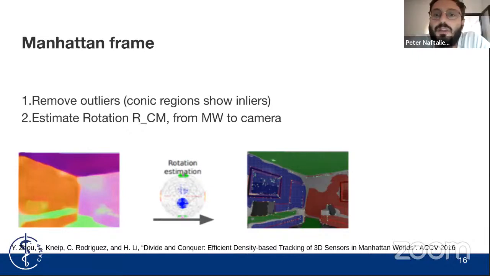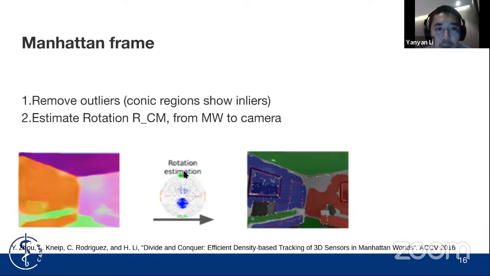So you take that first frame, you take the normals of all the planes on that frame, you put them on a sphere representation, and instead of the regular X, Y, Z representation you have a spherical representation, and this is your Manhattan world reference, right? Yes. And when we say rotation RCM from Manhattan world to camera, what does that mean then?